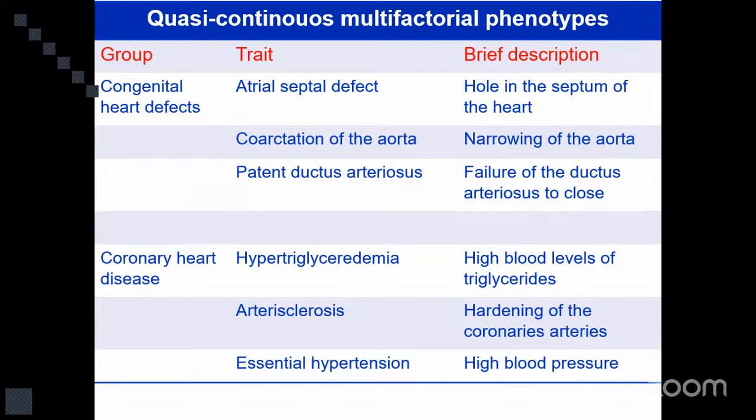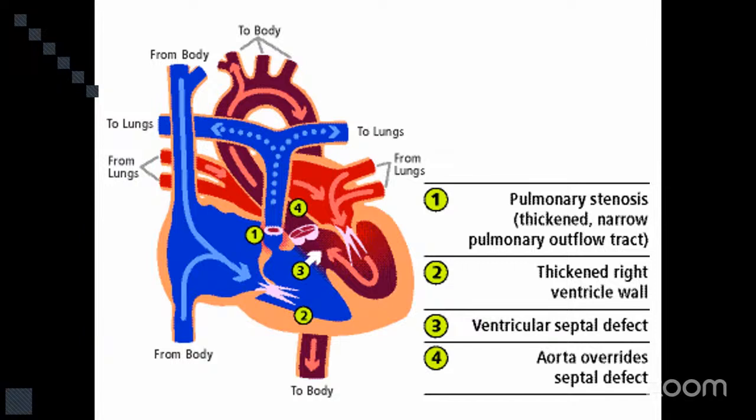Then coronary heart diseases, hypertriglyceridemia will actually result in atherosclerosis, essential hypertension. These are all things that will lead to increased blood pressure and stuff like that. So this is a classical scenario to show some of these things. Number one, pulmonary stenosis, thickened narrow pulmonary outflow. Number two, thickened right ventricular wall.